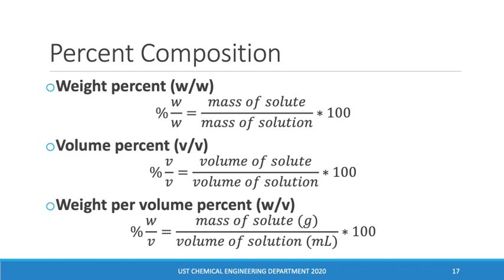When using percent composition, whether by weight or by volume, it is important to note that units used for solute and solution must be the same for them to cancel. Sometimes the concentration is also expressed as a weight per volume percent when a solid solute is dissolved in a liquid solvent. This is obtained by dividing the mass of solute in grams by the solution volume in ml, multiplied by 100%.